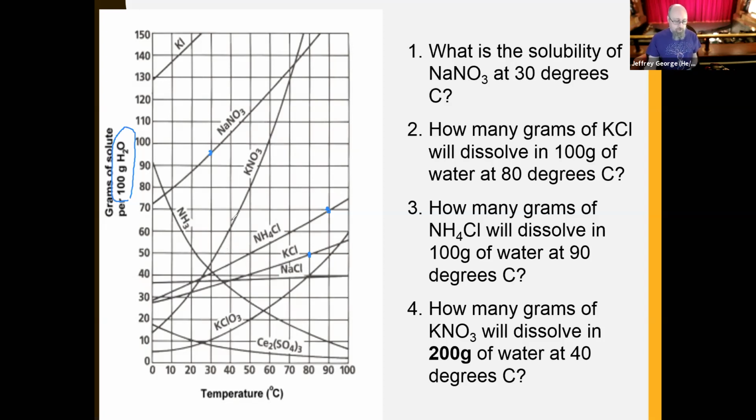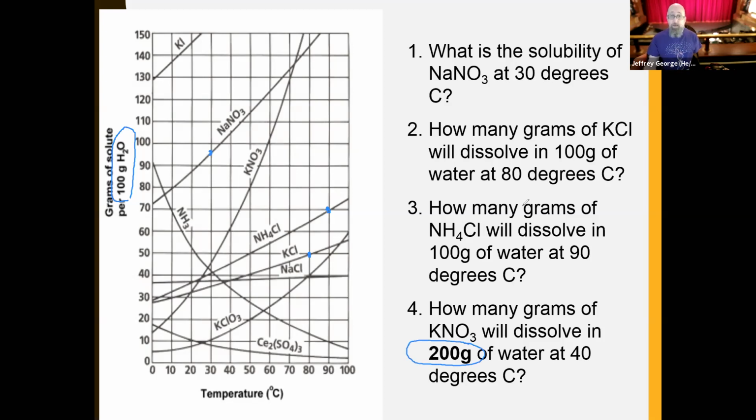All right, so that's questions 1, 2, and 3. All we did was find the point and then read this off. And when we're saying the solubility, what we mean is the maximum. So all 3 of these would represent saturated solutions. The points on the curve are the maximum that can dissolve at that temperature, which means forming a saturated solution.